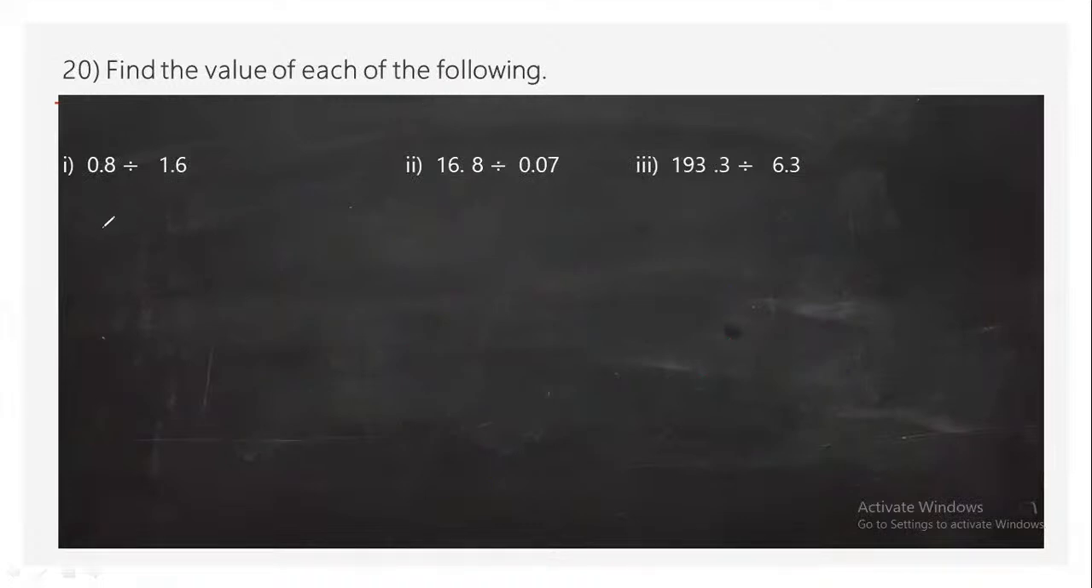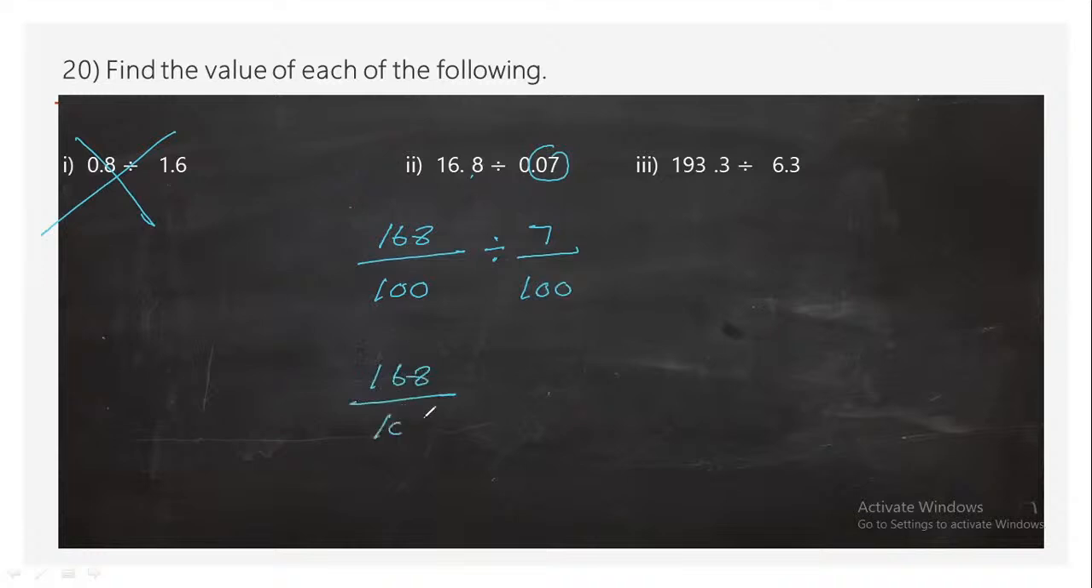0.8 divided by 1.6, like the same sum we have done earlier. 16.8 divided by 0.07. 1 decimal place here, so 168 over the line, 10 below the line, divided by 7 over 100, because 2 decimal places means 2 zeros, 100. 168 over 10 multiplied by the reciprocal 100 over 7. Cancel out. 168 divided by 7. How many 7s here?